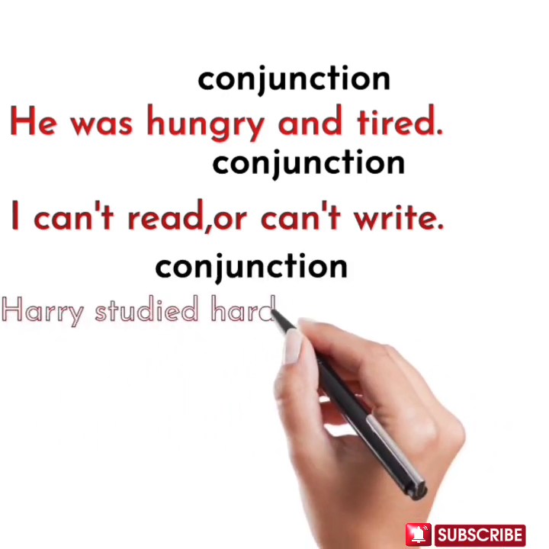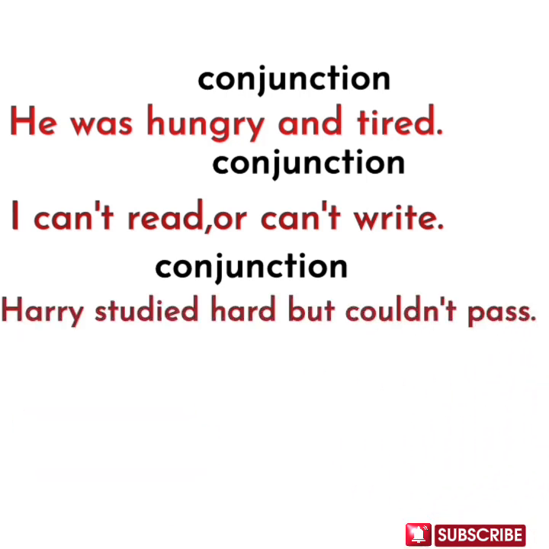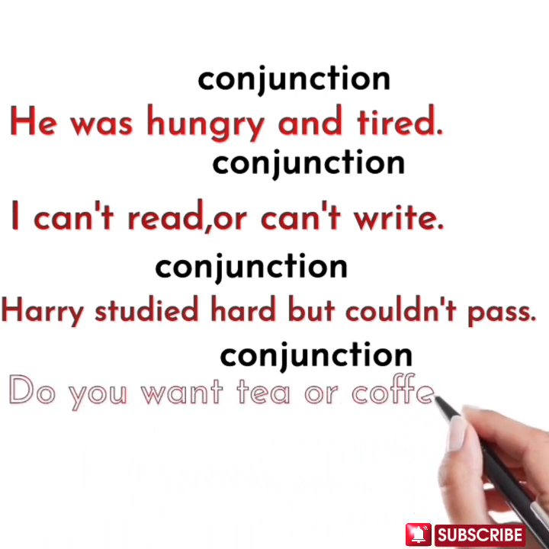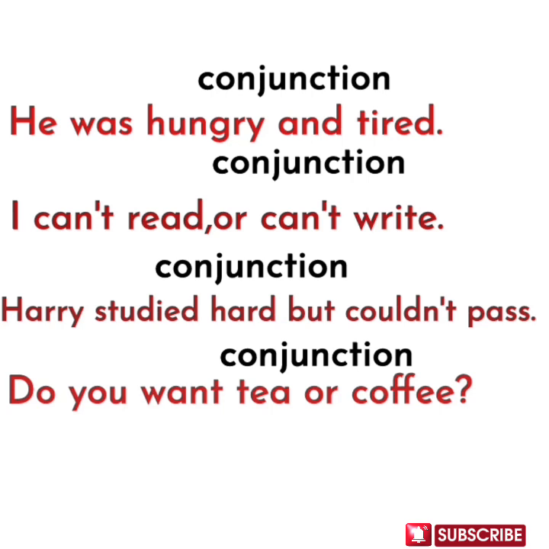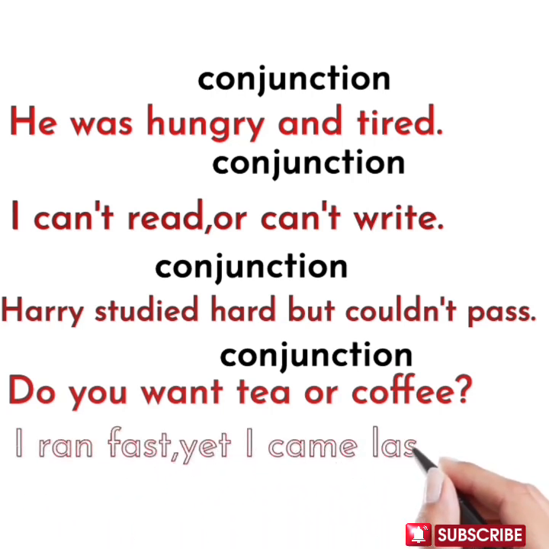Harry studied hard but he couldn't pass. So here Harry studied hard is our first sentence and he couldn't pass is our second sentence. So here but is our conjunction joining the 2 sentences. Do you want tea or coffee? So here we are asking somebody's choice, tea or coffee. So we use the conjunction or here.